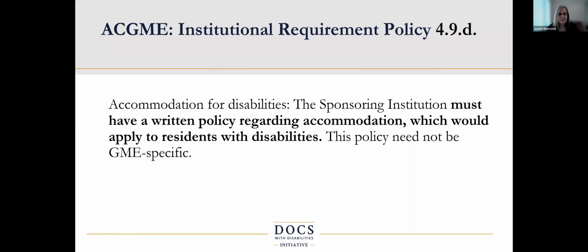So in 2019, the ACGME introduced an institutional requirement mandating disability policies that outline disclosure and accommodation processes. The ACGME said in Institutional Requirement Policy 4.9.d, that for accommodations for disabilities, the sponsoring institution must have a written policy regarding accommodation, which would apply to residents with disabilities. This policy need not be GME specific.